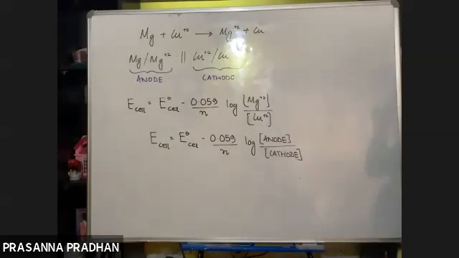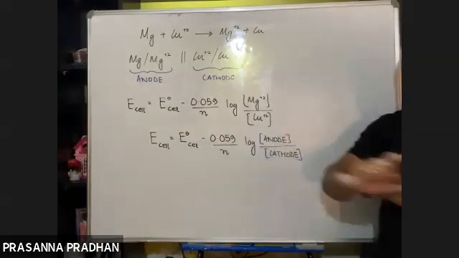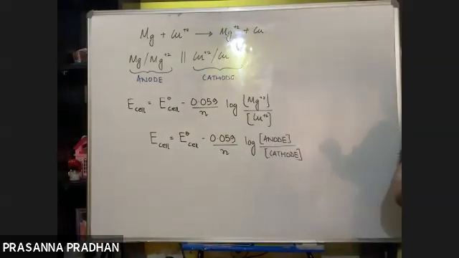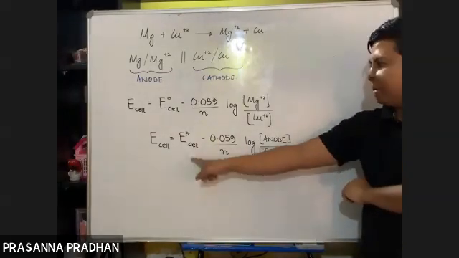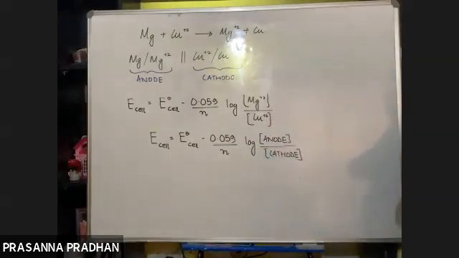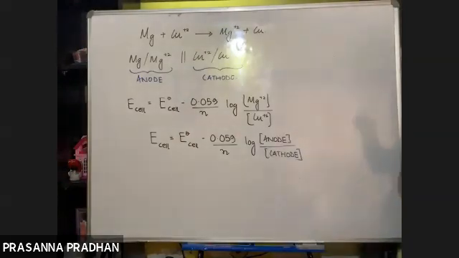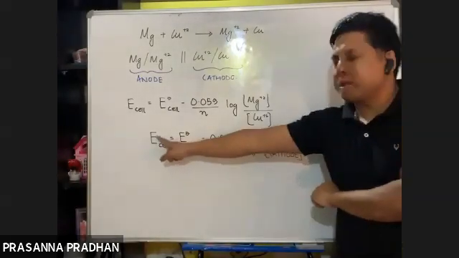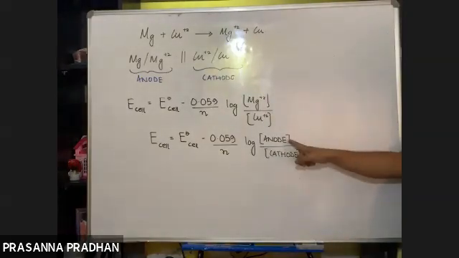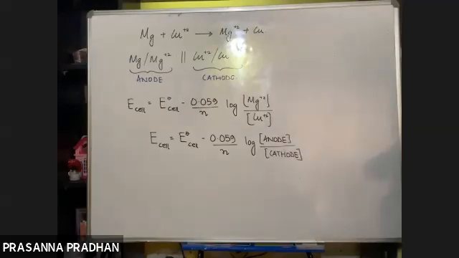Now I'm going to ask you a few questions. Now see, E naught cell is always a constant because the values of standard reduction potentials are constant. So if I ask you, what happens if I increase the concentration of magnesium dipositive, or what is the effect on cell potential if the concentration of ions at the anode compartment is increased?